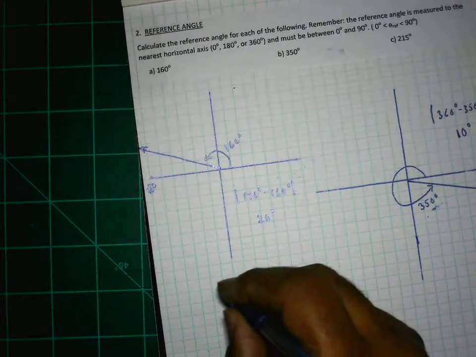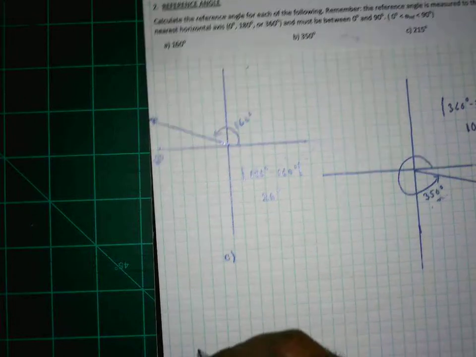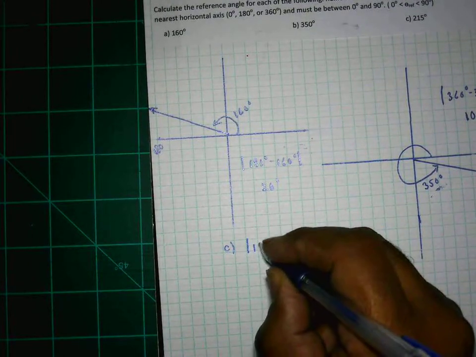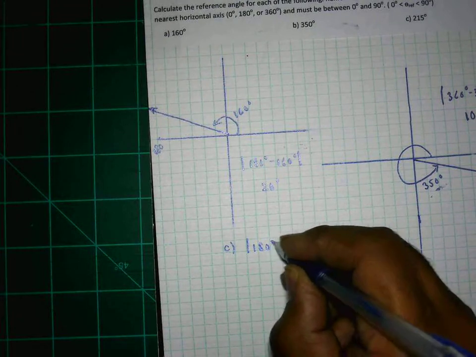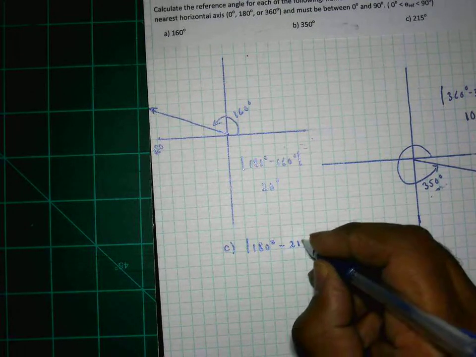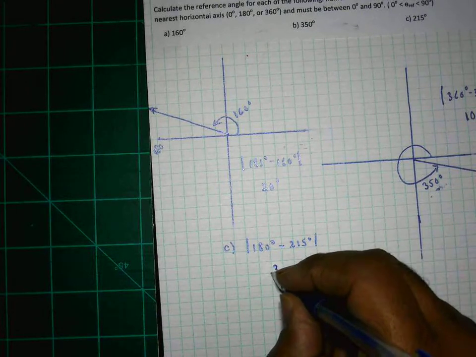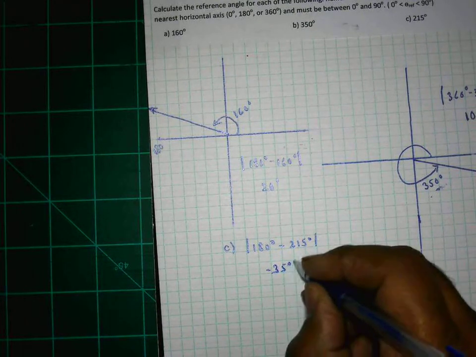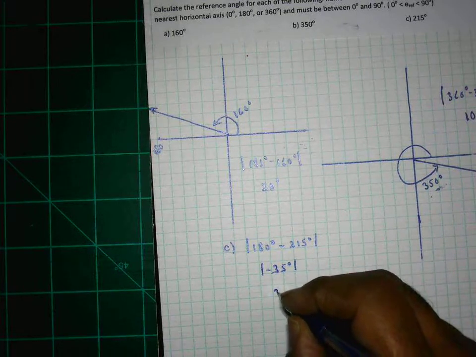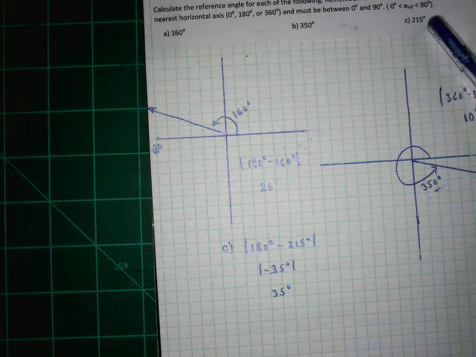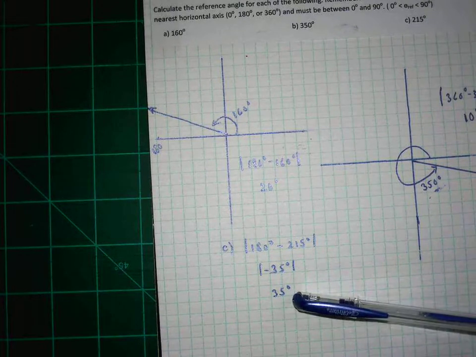So for point C, we're just going to write this as 180 degrees minus 215 degrees. And this turns out to be a negative 35 degrees. But since we're taking the absolute value, it becomes a positive 35 degrees. So the reference angle for 215 degrees is 35 degrees.